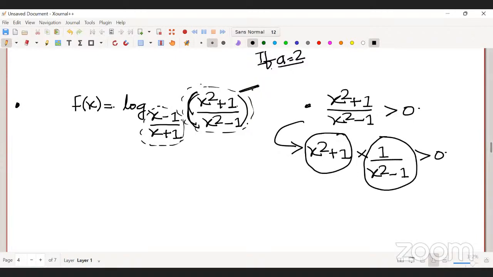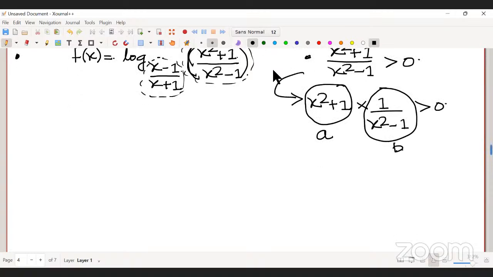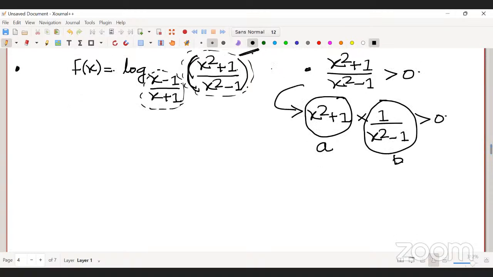When this is positive, you have A and B. When both of them are positive and when both of them are negative. So this A cannot be negative, right? Yes, it will always be positive. X square plus 1 is always greater than 0. So you don't have that second case. The first case is when both of them are positive. So this x square plus 1 is positive for all x, right? Yes.